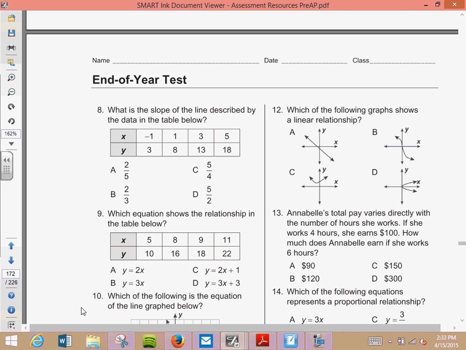The next one. Which of the following graphs shows a linear relationship? Why are the other ones not linear? They're curved and weird and looking like a snake.